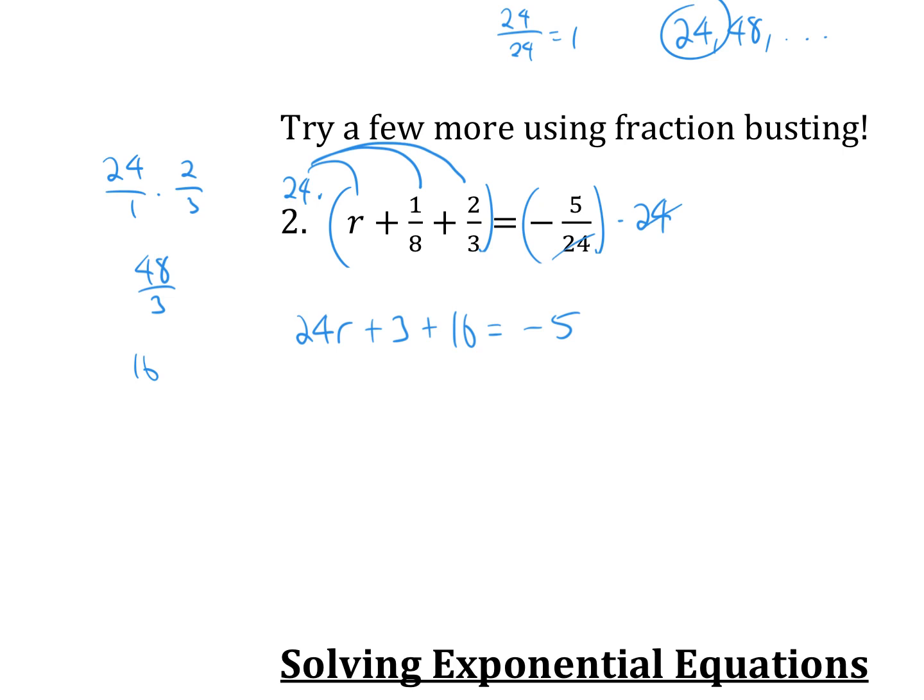All right, now see why this is nice is now we have just a nice equation with no fractions, which I think is pretty cool. So why don't you guys try to solve this from here? All right, anything to distribute here? No. Any like terms? We do. We got the 3 and 16, so 24r plus what? 19 equals negative 5.